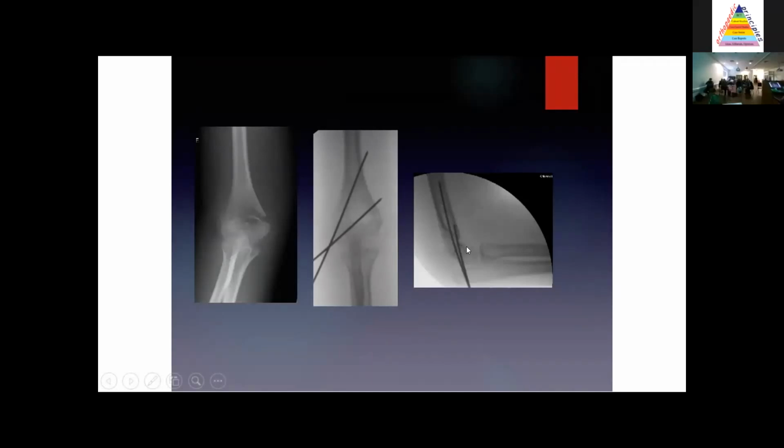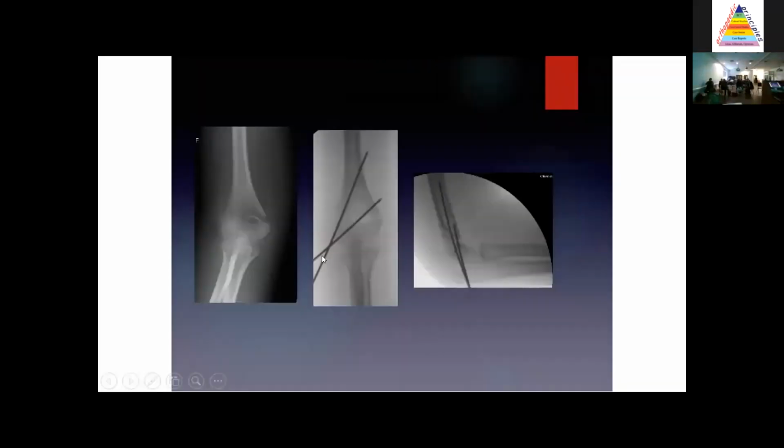You can see here that the anterior humeral line bisects the capitellum. Oh, no, I didn't put the X-ray in. Okay, sorry. I had an X-ray of one that had displaced with a cross K-wire, and it's because the wires were crossing at the fracture site. So I was going to get you to critique that X-ray.